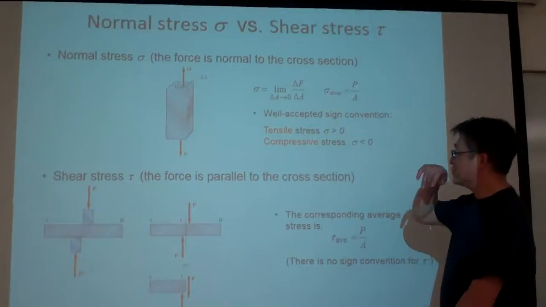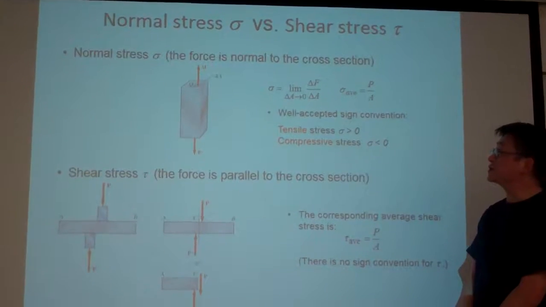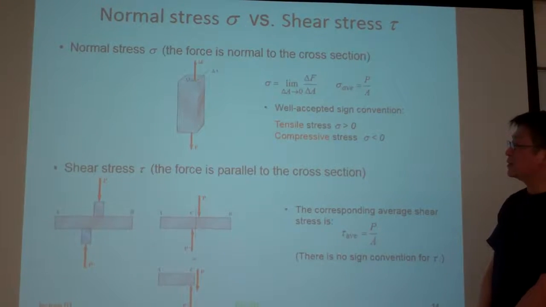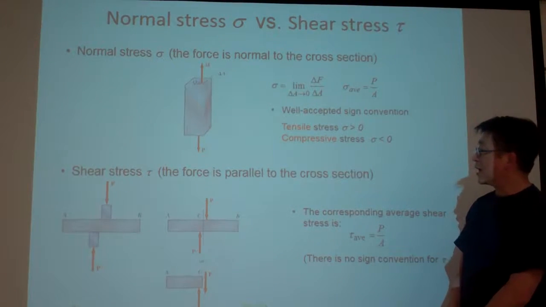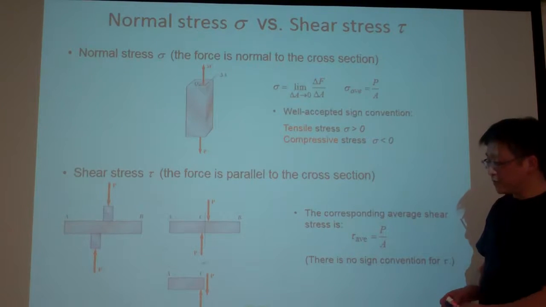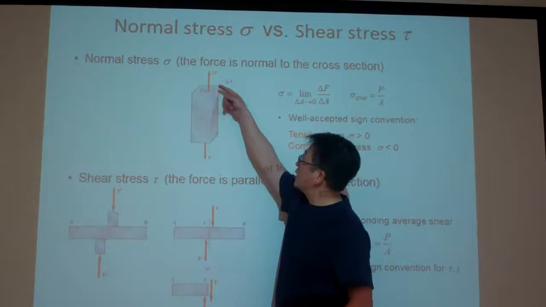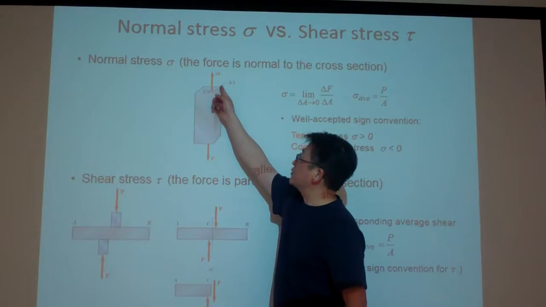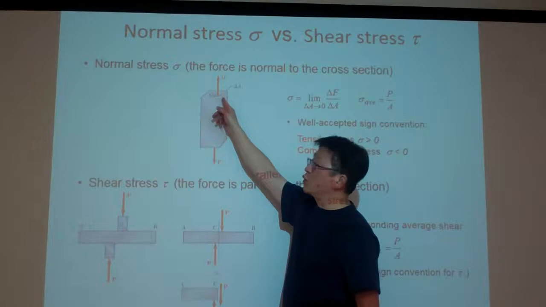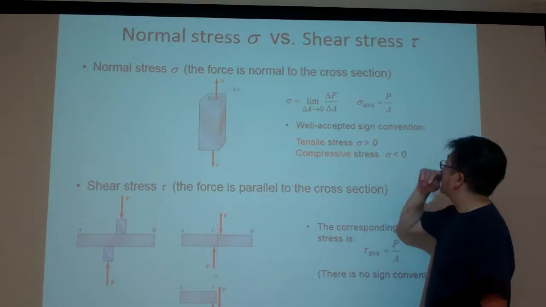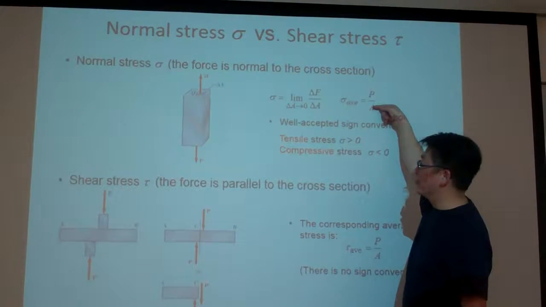So now we come to the topic about how to define the attribute of the stress. Stress has two types. One is called the normal stress, one is called the shear stress. The normal stress basically is induced by the direction of the loading being normal to the cross section we choose. So this is called the normal loading. The normal loading will induce the normal stress. And by definition, its magnitude is equal to the magnitude of the loading divided by the cross-sectional area we pick.